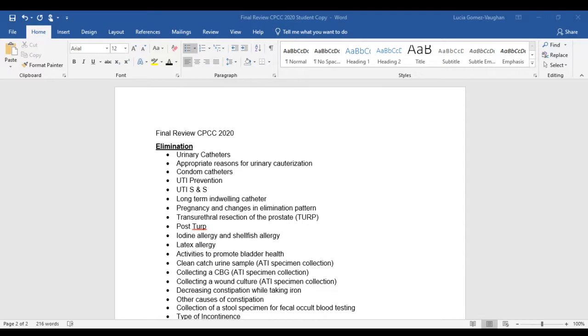If somebody has a large intake of fluid or IV fluids but a small output and they do not have a catheter, the way I'm going to look for retention is by getting a bladder scan to see if that bladder is retaining urine.